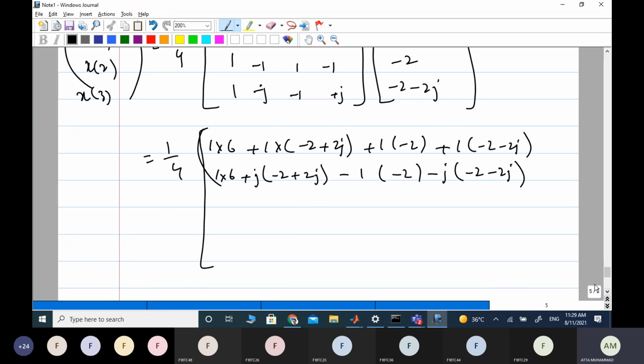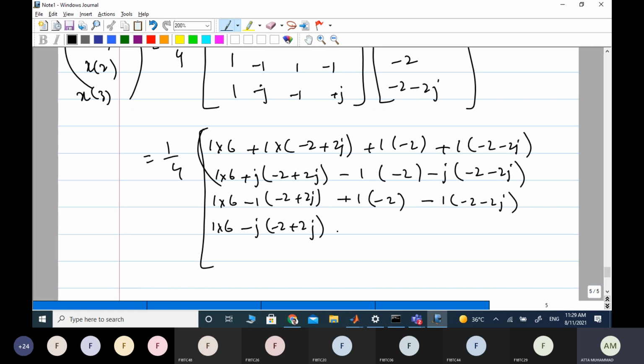Okay, and we have 1 times 6, we have minus 1 that is multiplied by minus 2 plus 2j, and we have plus 1 that is multiplied with minus 2, and we have minus 1 that is multiplied by minus 2 minus 2j, right? In the last column we have 1 times 6, minus j times minus 2 plus 2j, minus 1 into minus 2, and we have plus j times minus 2 minus 2j, right?